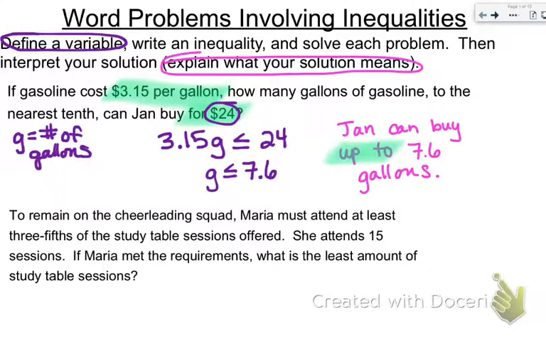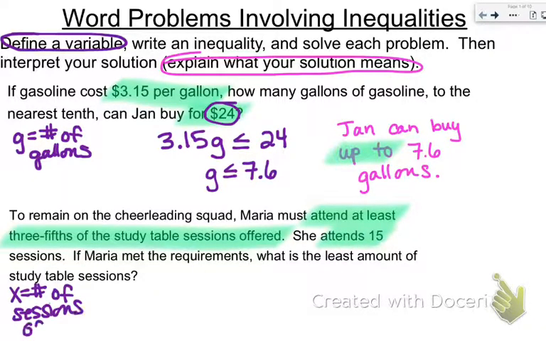Our second problem, we've got Maria. She wants to remain on the cheerleading squad, but she must attend at least 3/5 of the study table sessions offered. She attends 15 sessions. She meets the requirements, but what is the least amount of study table sessions? So we see the words at least, and we see 3/5 of the study table sessions, and we also know she attended 15. Our variable is the number of sessions offered.